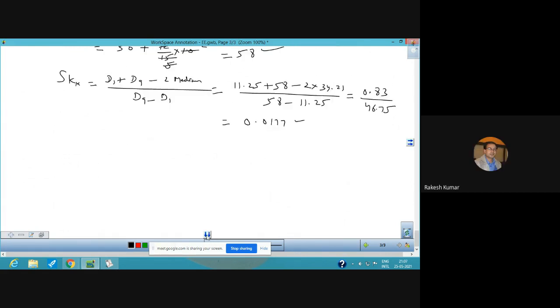Now the next one is the method of moments for calculating the coefficient of skewness. First of all, understand what a moment is and how the moments will be calculated.